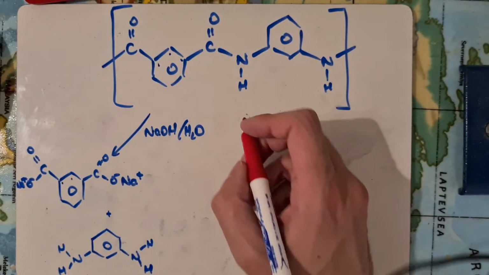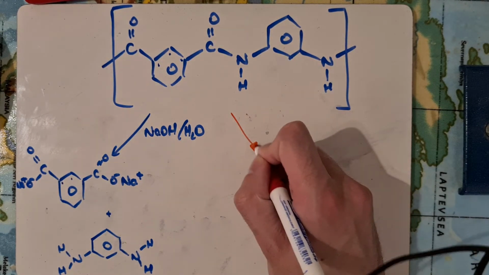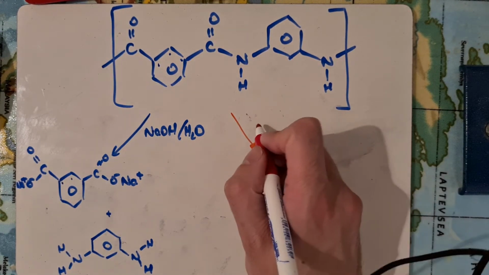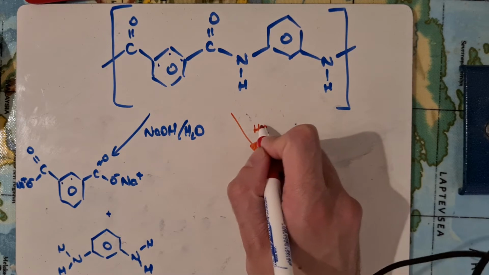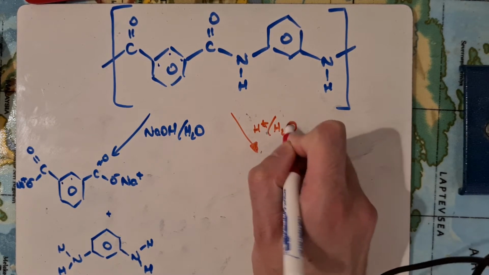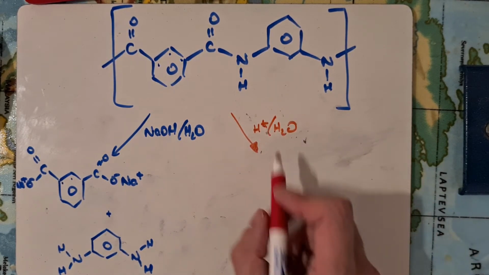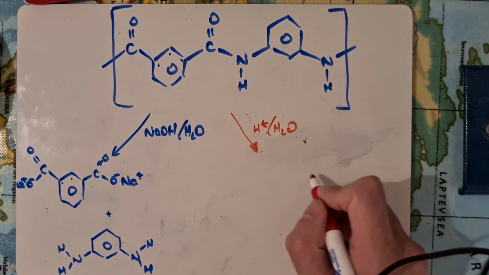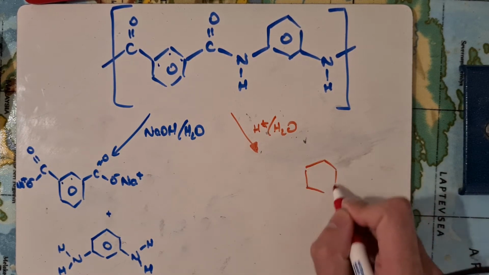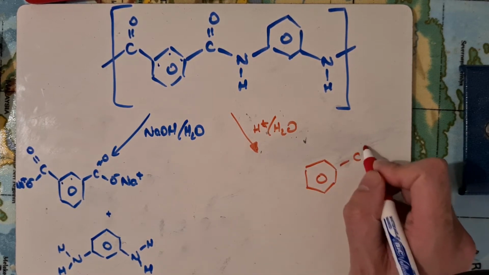But in an acid solution, something slightly different happens. So if we have H plus H2O, so in an acid solution, hot aqueous acid again, we're going to get our carboxylic acid back.